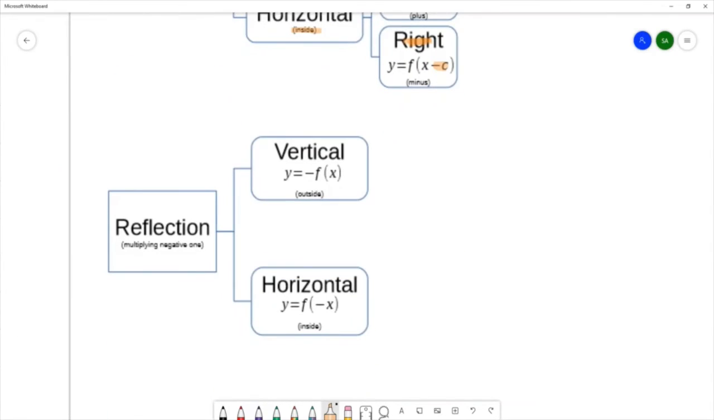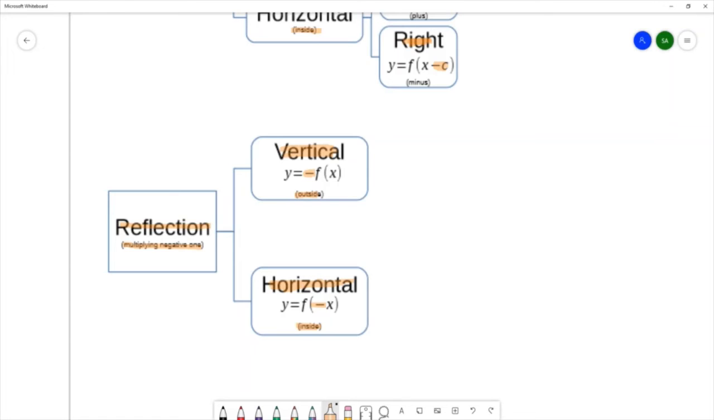Another type of transformation is when our operation is multiplying by a -1. And that transformation is called a reflection. So if you multiply by a -1 on the outside, you have a vertical reflection. Everything above the x-axis gets mirrored below. If your negative is multiplied on the inside of your base function, you have a horizontal reflection, and everything that's on the left is mirrored to the right, and everything on the right is mirrored to the left.